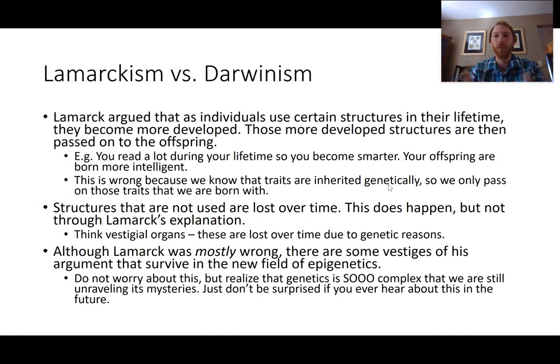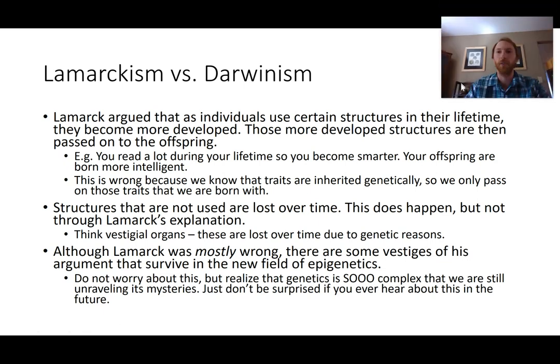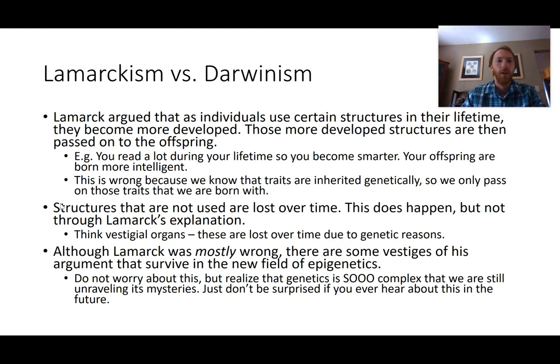Basically, you have these chromosomes. On the chromosomes are the genes, and you pass on half of your chromosomes every time that a sexually reproducing organism mates. Half from the mother, half from the father, come together and produce a new diploid individual. We went over that when we talked about meiosis. Structures that are not used are lost over time, this does happen. So think vestigial organs. However, it happens because of genetics and not because of what Lamarck would argue.